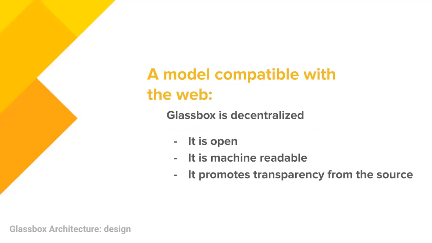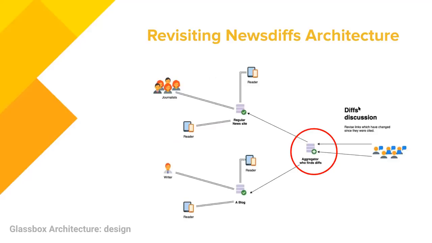So what we want to do is that Glassbox is a model that is compatible with the web. We think it should be decentralized. It should be open. It should also be machine readable, and it should promote transparency from the source. That's why we wanted to change this approach, which happened while we were using NewsZips.